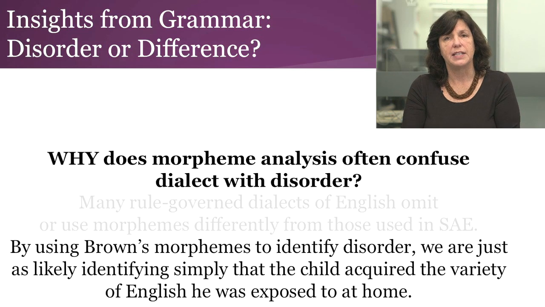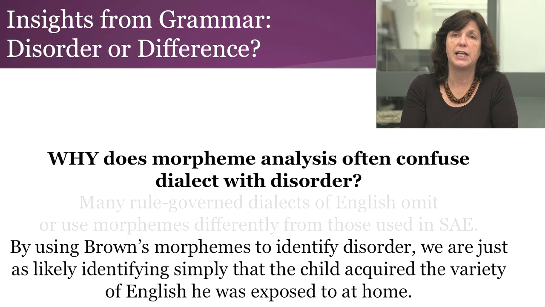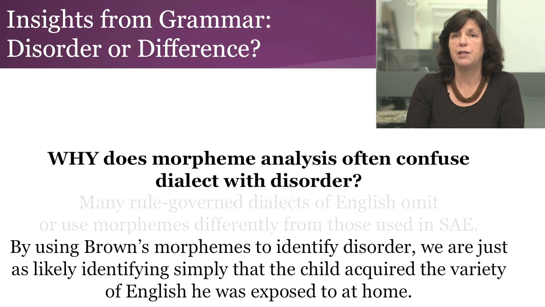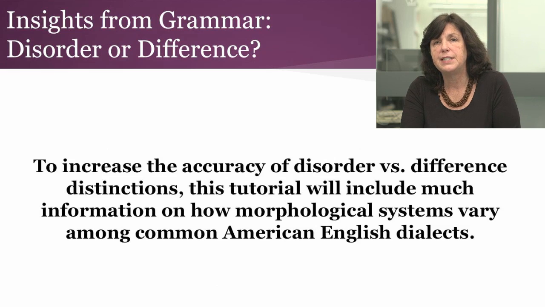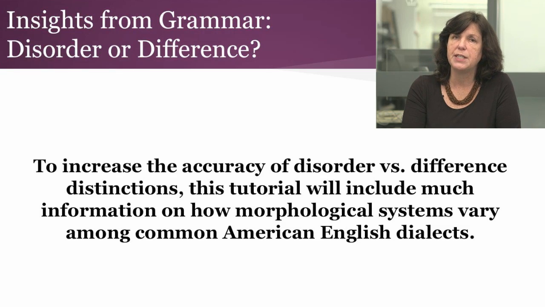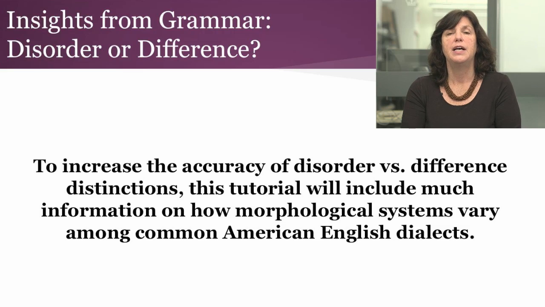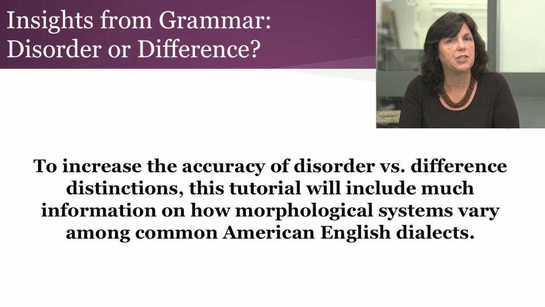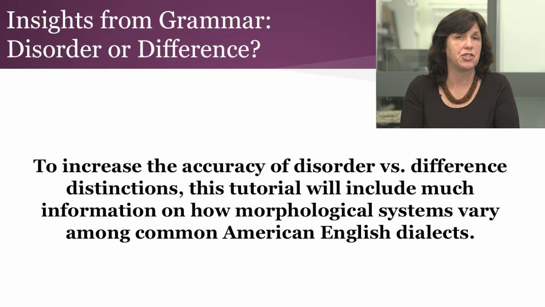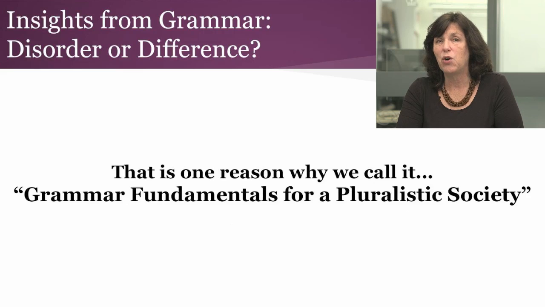We can't use tests normed on Standard American English to identify disorders in children who speak or are exposed to different dialects and languages. By using Brown's morphemes to identify a disorder, we are just as likely identifying that that student has appropriately acquired the variety of English she or he was exposed to at home in the speech community. In order to disseminate information to help increase the accuracy of disorder versus difference distinctions, this tutorial will include information on how morphological systems vary among common American English dialects. This is one reason why we call it Grammar Fundamentals for a Pluralistic Society.